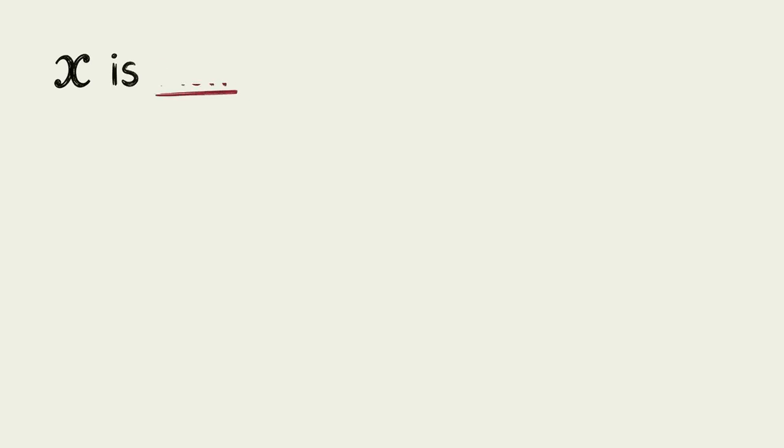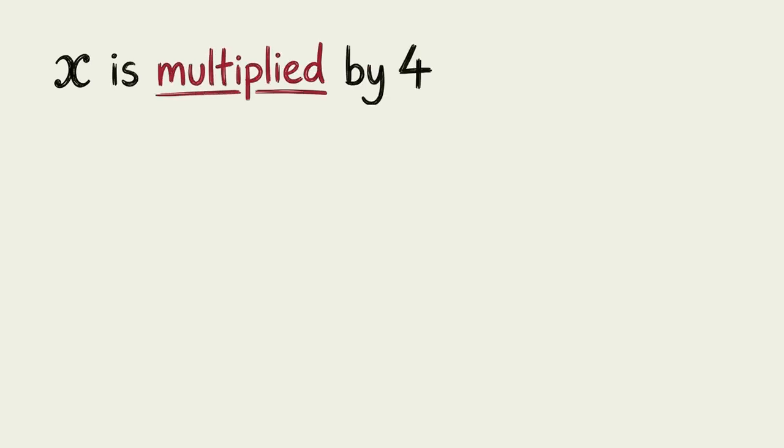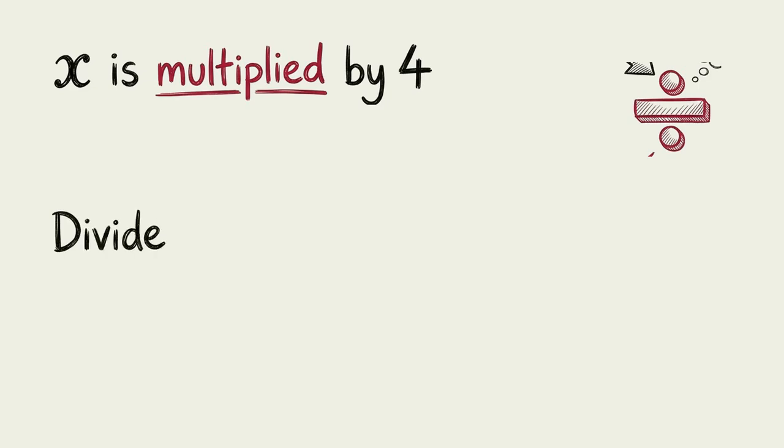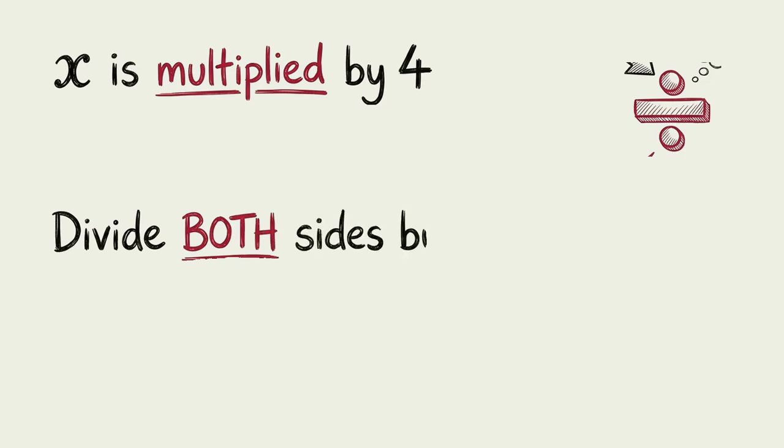So ask yourself, what is happening to x? X is being multiplied by 4. What operation undoes multiplication by 4? Division by 4. Now here's the important idea. If we divide only one side, the balance breaks. Equality stays true only when both sides are treated equally.